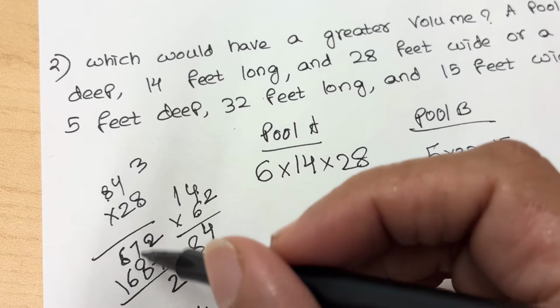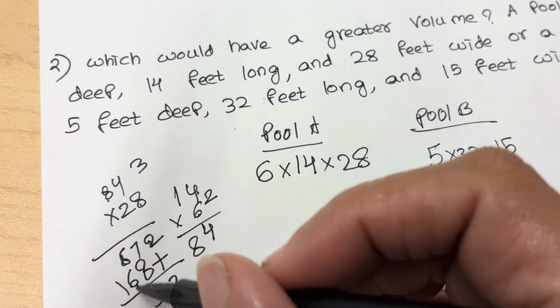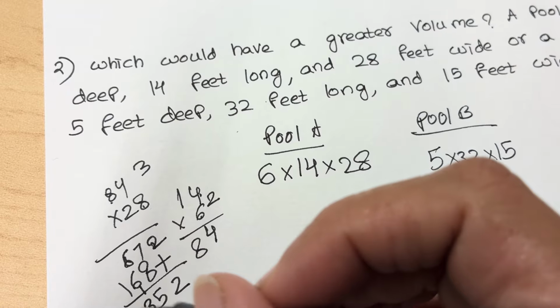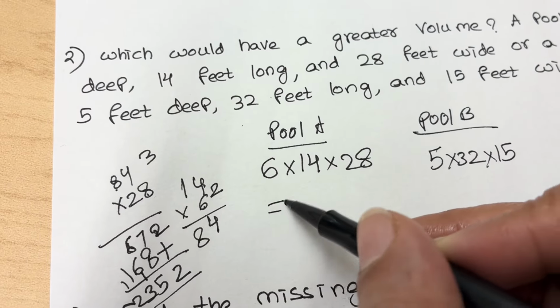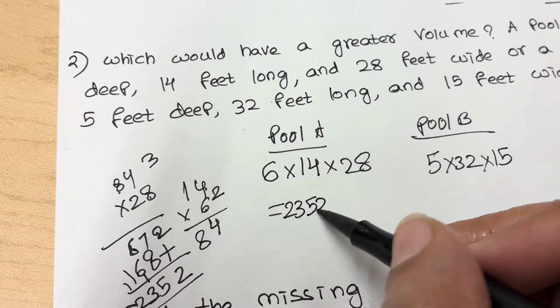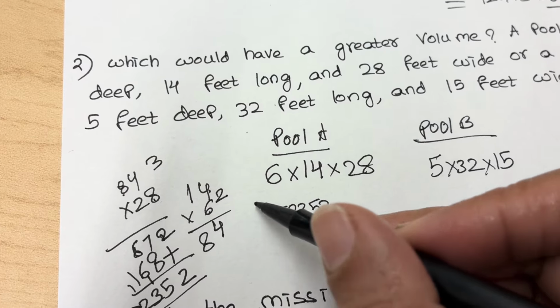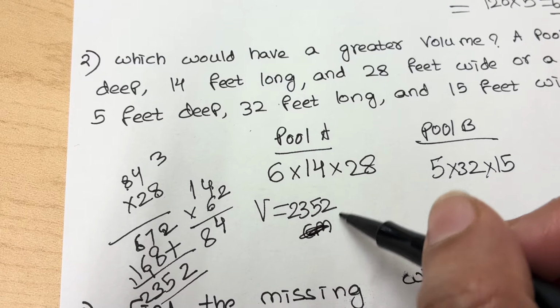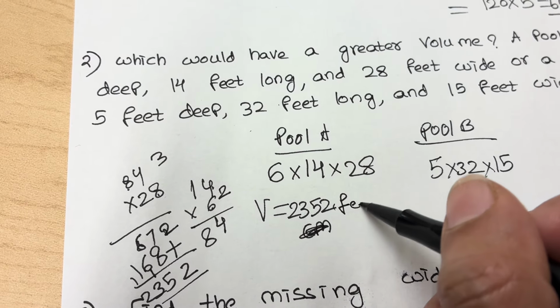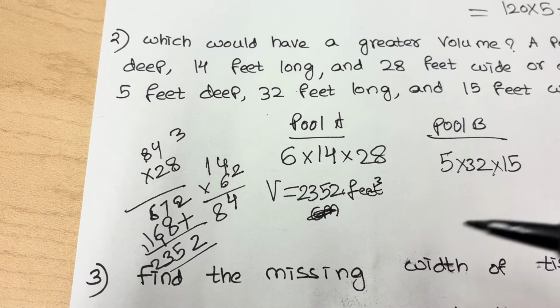So add everything. 8 and 7 comes to 15. 6 plus 6 is 12 plus 1 is 13 and 2. 2352. So the volume for this is 2352 cubic feet. So you can write feet cube.